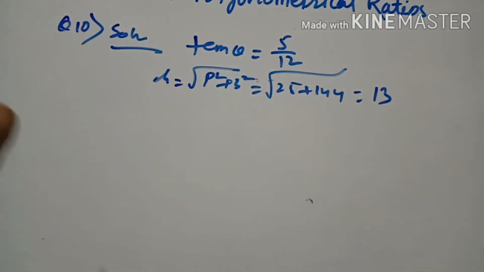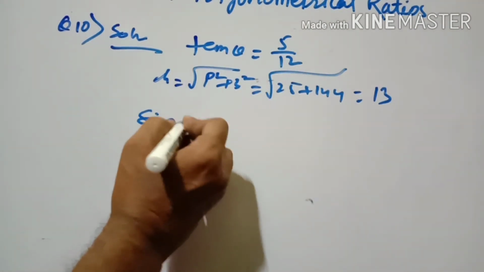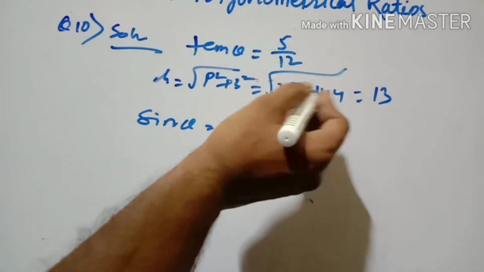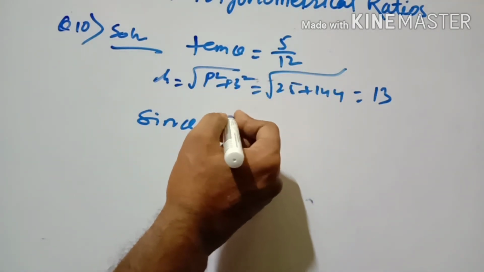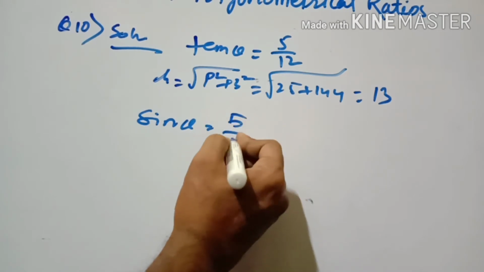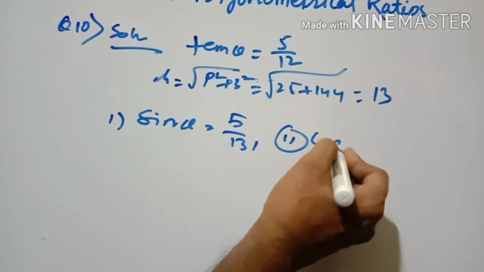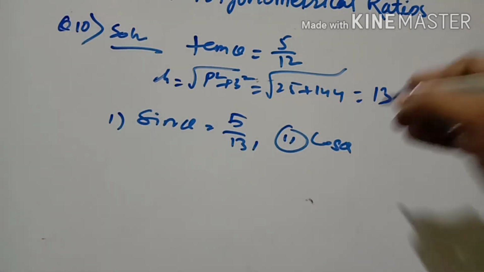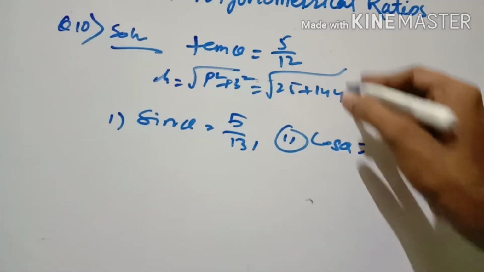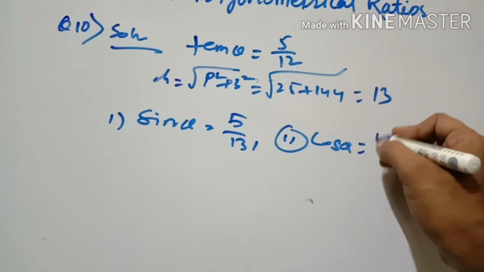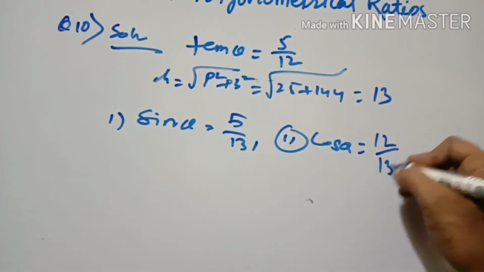Now sin theta equal to P by H, means 5 by 13, and number 2, cos theta equal to B by H. Our B is 12 and H is 13. Write down please.